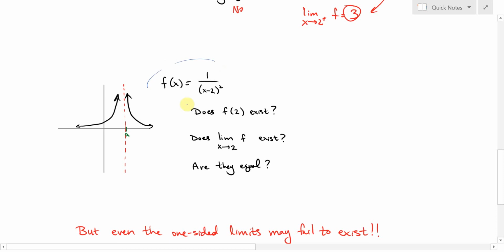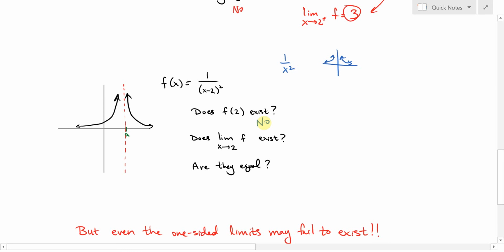Consider this function 1 over x minus 2 squared. So this looks more like the function 1 over x squared, whose graph looks something like this. It looks basically just like 1 over x, except it's a little steeper, and they both point up. They also have asymptotes, by the way, going off to 0 here. Alright, so does f of 2 exist? No, there's an asymptote there again.